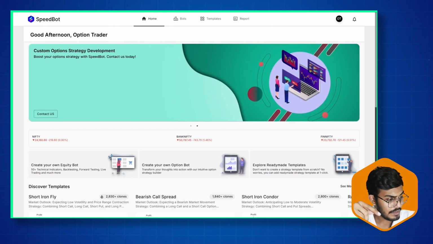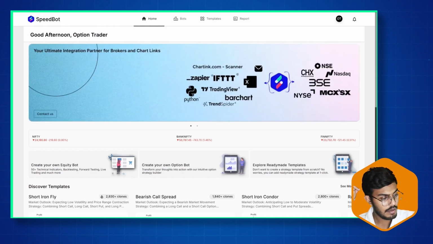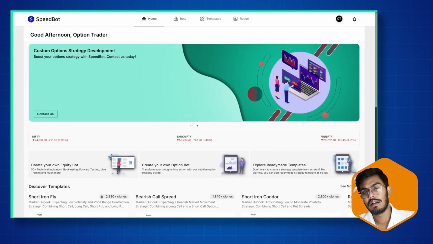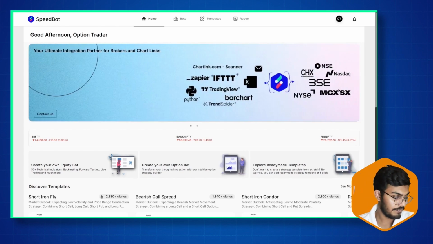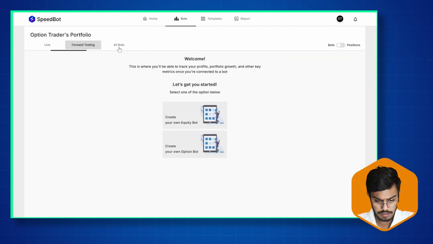So I believe the next question is from Kevin. He asked what statistics SpeedBot shows in its reporting, that is, the data analytics. What kind of data analytics does SpeedBot provide? Let me just show you if I'm able to check it from my end.